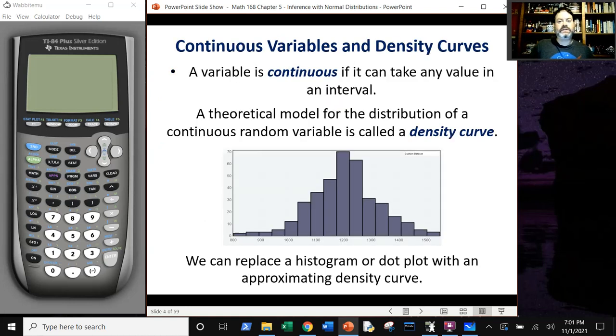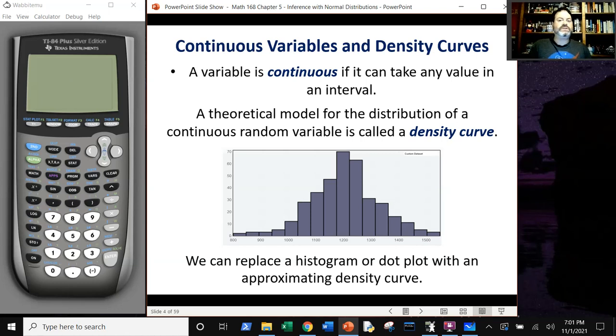So let's jump right in. A couple definitions before we get going. One of them is we have to define what's called a continuous variable. We never really messed with this before, even though we did draw smooth curves, but we just called them bell-shaped curves. If you recall from Chapter 2, we had a few smooth curves. But we're going to do a special kind of smooth curve that's called a density curve.